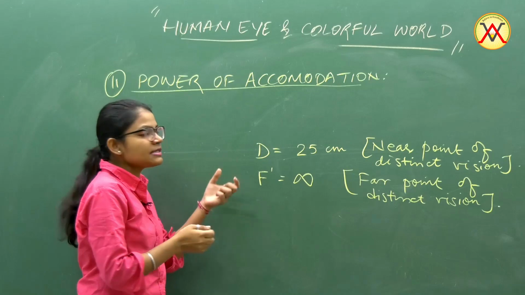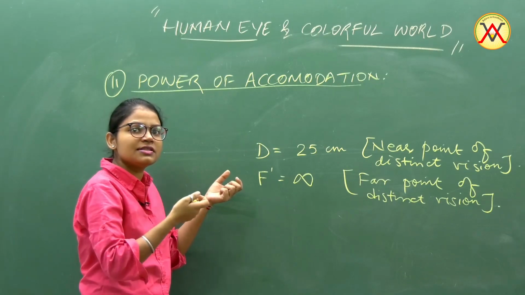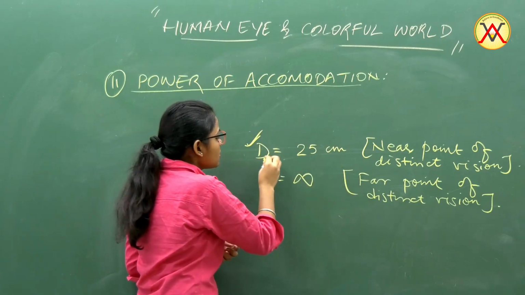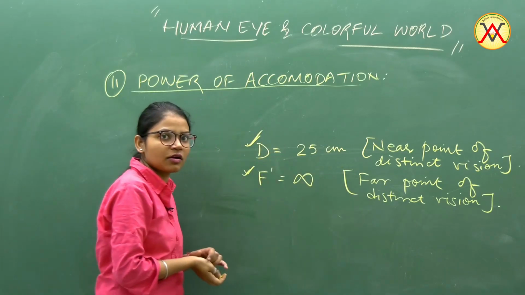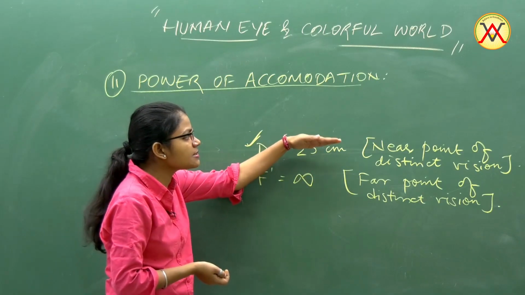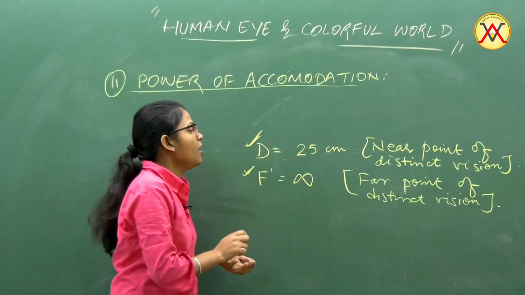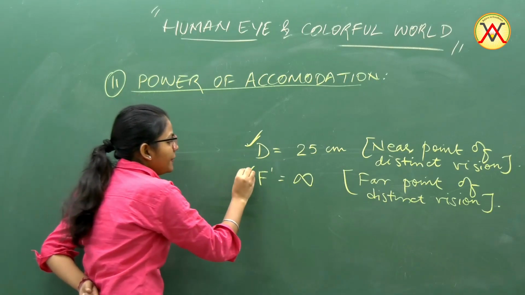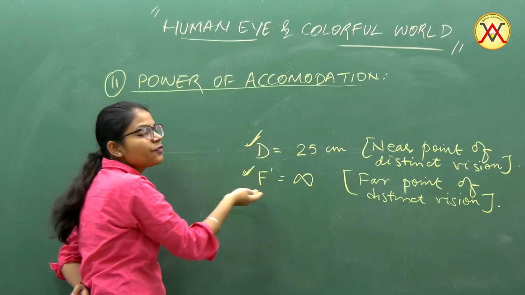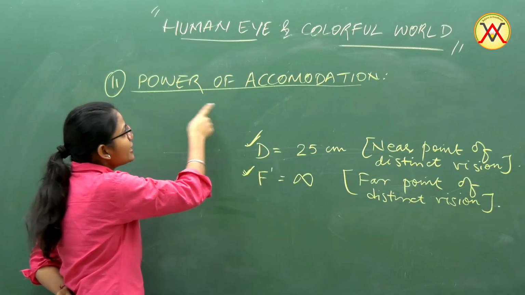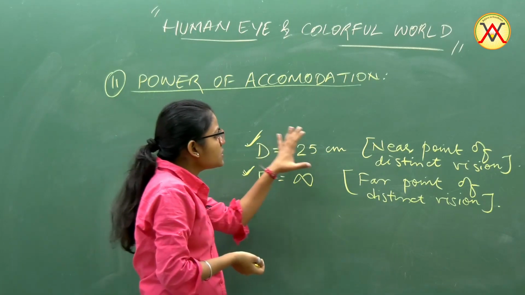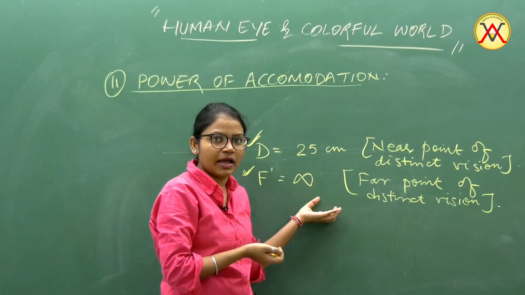Alright, since our eyes could easily adjust their focal length so as to focus this distance and this distance, and intermediately focus all the distances between these two, that ability of the eye to adjust its focal length so as to focus different objects is known as the power of accommodation. Now, what happens when we get the defects of the eye?